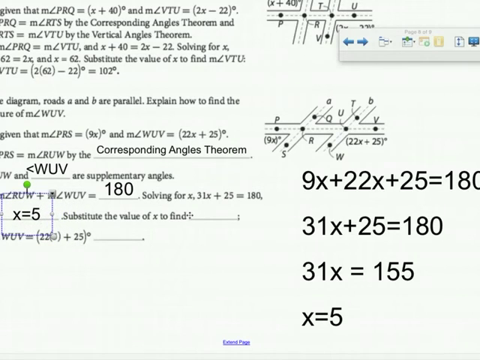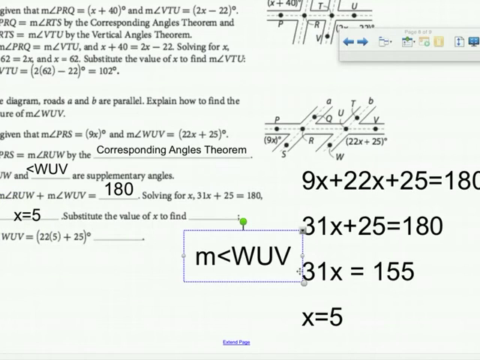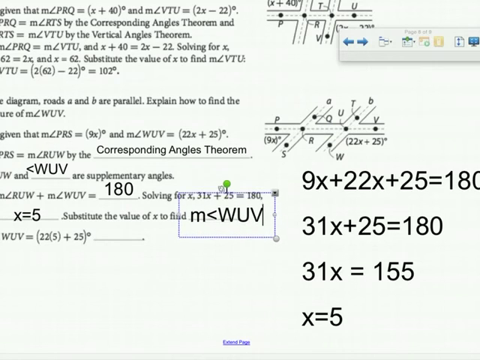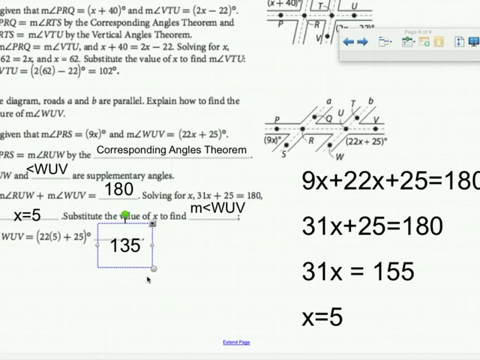And when I substitute the value of x in order to find the measure of angle WUV, the measure of angle WUV equals 22 times 5 plus 25. So 22 times 5 is 110, plus 25 is 135.